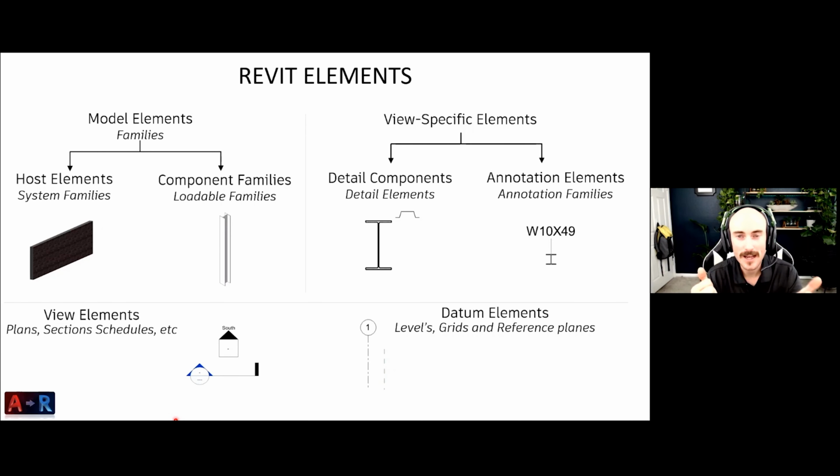This is a great one. I always get oohs and ahs when I'm training. This is a tag that is tagged to a column. It is a component family that was placed. It is not a detail component. It's not a 2D detail representation of the column. It is a detail component at a view level. And from here it was tagged. It's a W10 by 49.